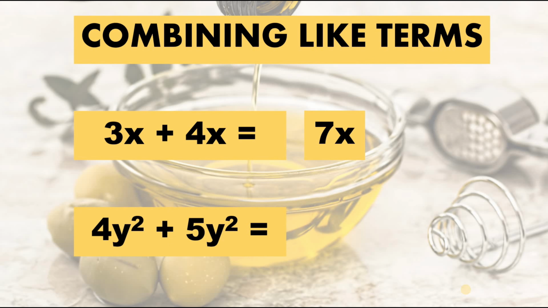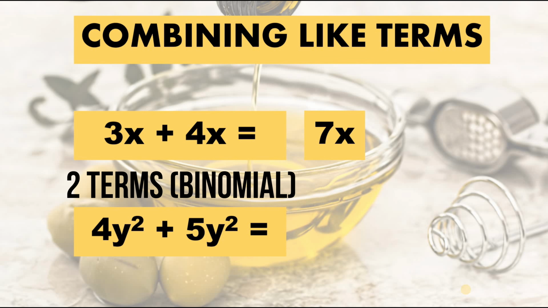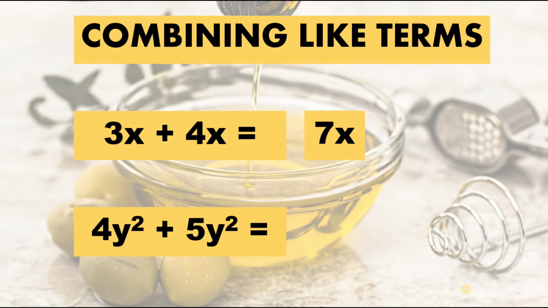Example number 2, we have 4y squared plus 5y squared. Again, it's a polynomial with two terms, or binomial. We have the first term 4y squared and then the second term 5y squared. Are they like terms? Yes, they are like terms because they have the same variable component, and they also have the same exponent, and that is y squared. So you add 4 and 5, you'll have 9, and copy the variable part, which is y squared. So the answer is 9y squared.